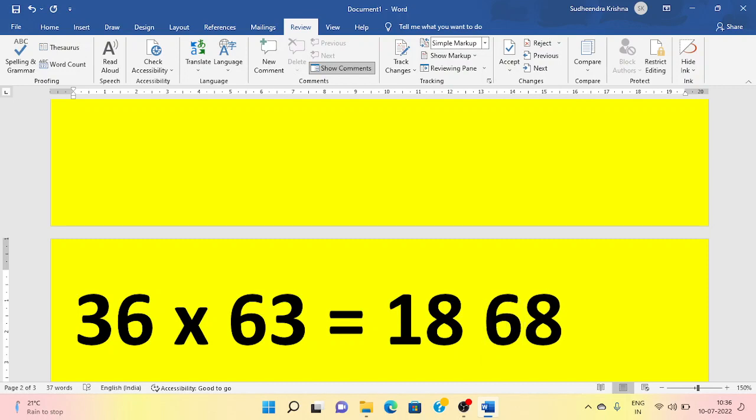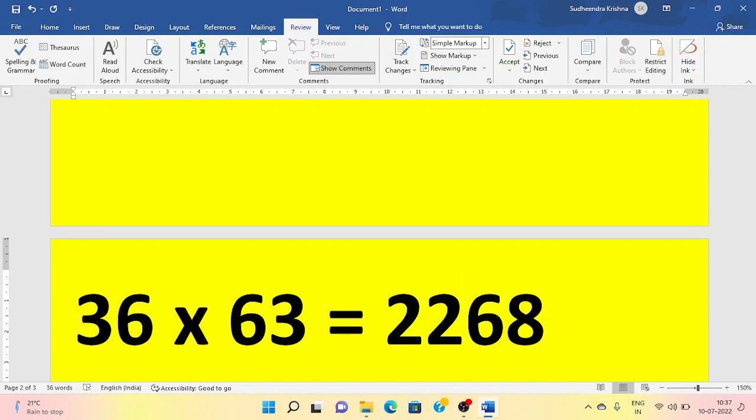Put 6 here and carry over 4 to the next number. So on the left side you have 18. 18 plus carry over 4 will give you 22. So put 22 on the left side. So 2226 is the required answer.